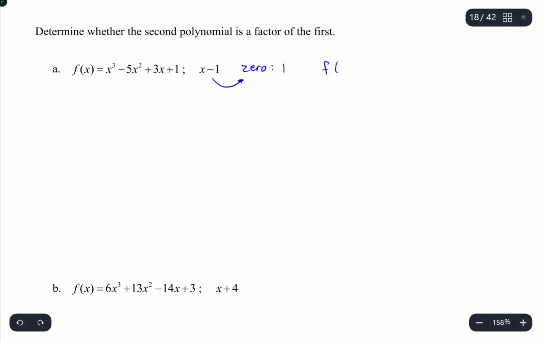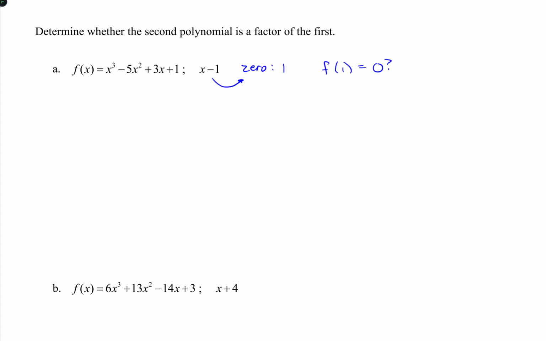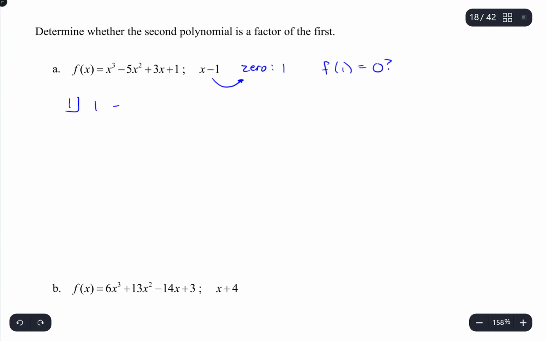So the question is, f evaluated at 1 equal to 0? Because if it is, then 1 is a zero, which means x minus 1 is a factor. So let's see. To evaluate quickly, we can use synthetic division. So I'll just take 1 into this polynomial. So the coefficients are 1, -5, 3, and 1.